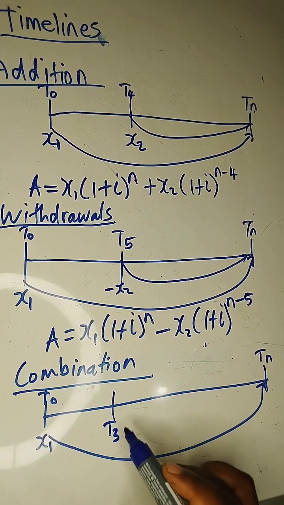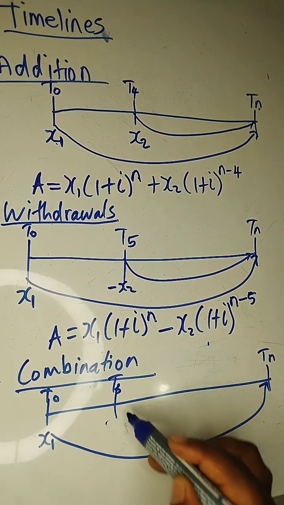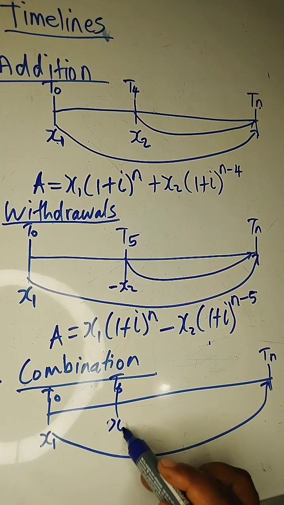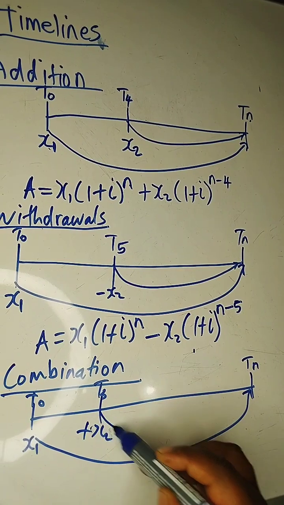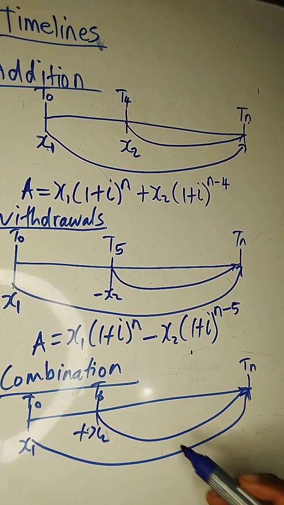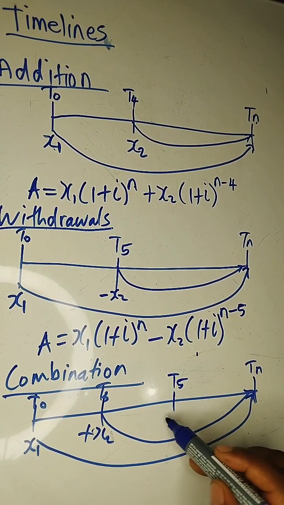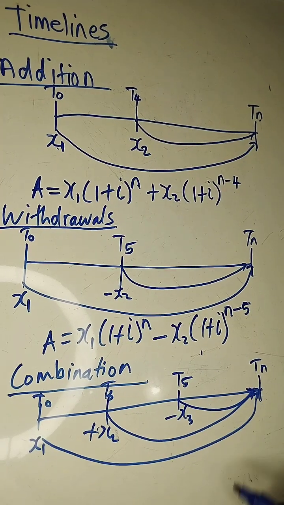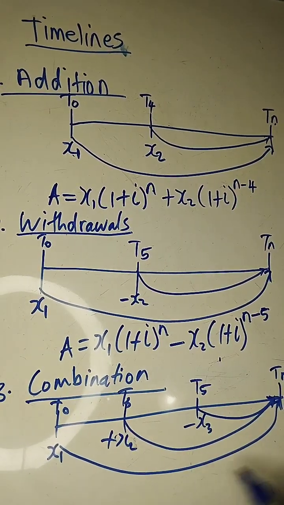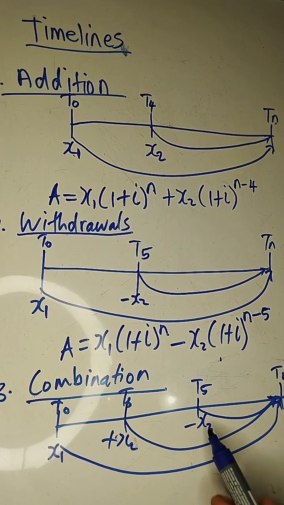Then number 2, here on T number 3, there was an additional X. Let me write T3. There was X2 added. Since it was added here, we know it comes from here, goes to the end. And then in T number 5, there was now a withdrawal. And then this goes again that way. So what do we have as the final amount here? We have an additional and a withdrawal. Hence, this will be given by what?